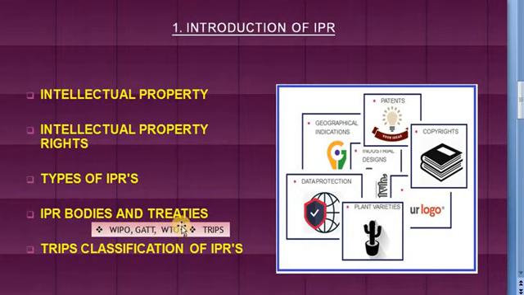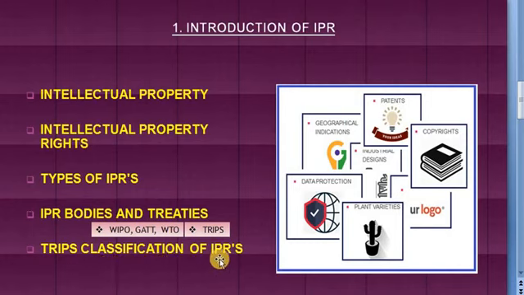According to these international bodies, some agreements are made between the member countries, and one of those agreements is called the TRIPS agreement, which is the trade related aspects of intellectual property rights. This is an international legal agreement between member nations of the WTO, World Trade Organization, for the protection of IPRs. So as per the international agreement of TRIPS, what does IPR cover for the protection of IP?